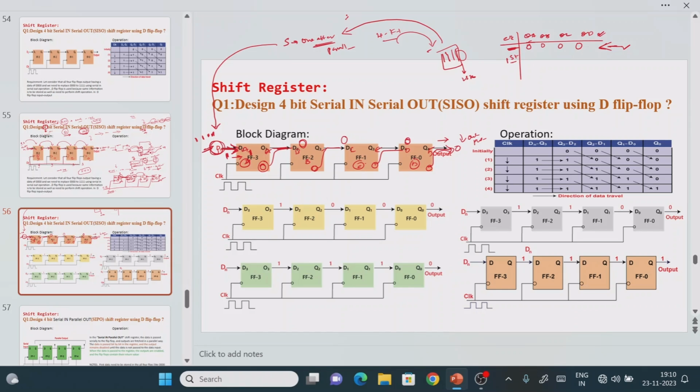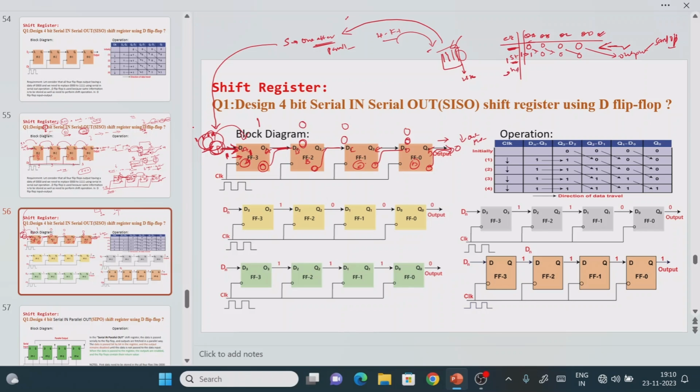Now what is the data replaced after applying the first clock pulse? 0, 0, 0, 0 is replaced with 1, 0, 0, 0. It means that we are giving some external value, nothing but this value. After giving 1, external input 1 is going inside this flip-flop, nothing but QA. This 0 will go to here, this 0 will go to here, this 0 will go to here. This is nothing but your final output value, which is collected in the serial manner, means serial output value.